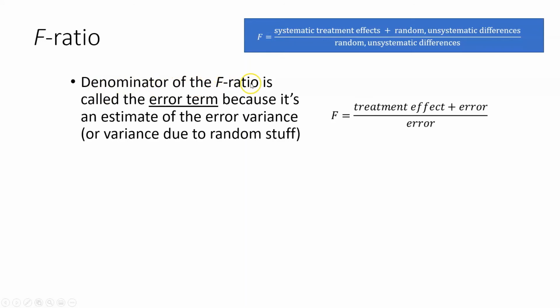Let's take that definition of the ANOVA, the F ratio, and talk about the numerator and the denominator. The denominator of the F ratio is called the error term. This denominator is called the error term because it's an estimate of the error variance, or the variance that's just due to random stuff. Remember, in statistics, the word error is the stuff that we haven't accounted for. It's not a mistake that we've made. It's just stuff that we haven't accounted for.